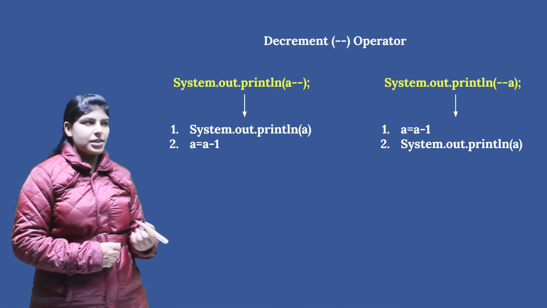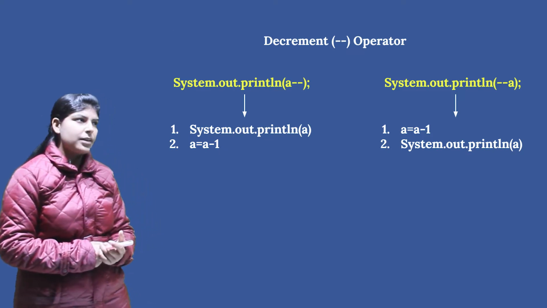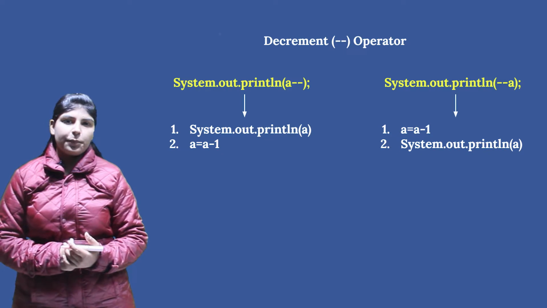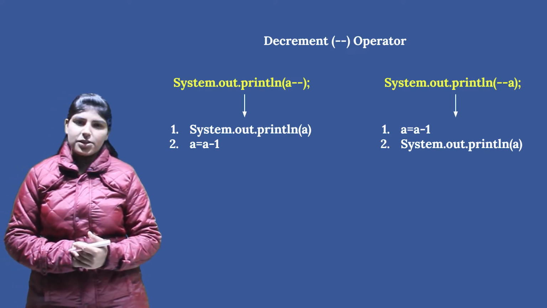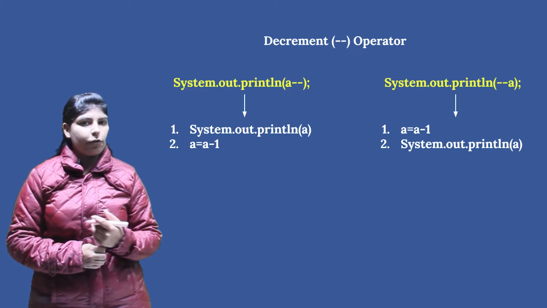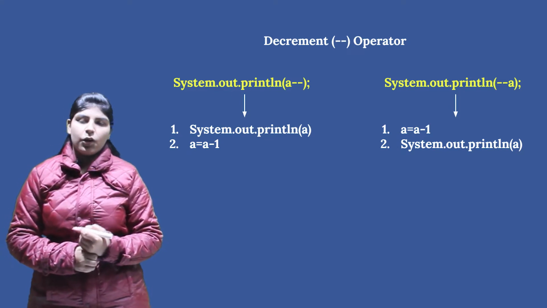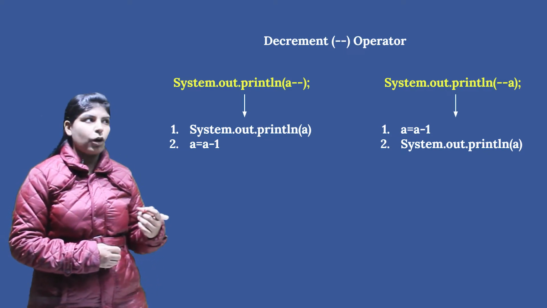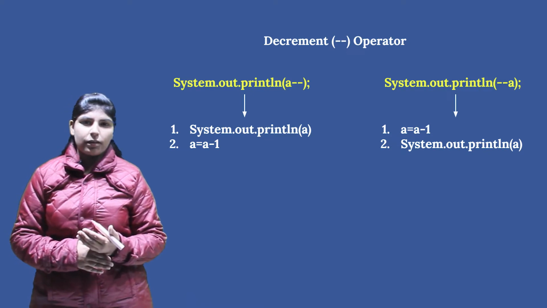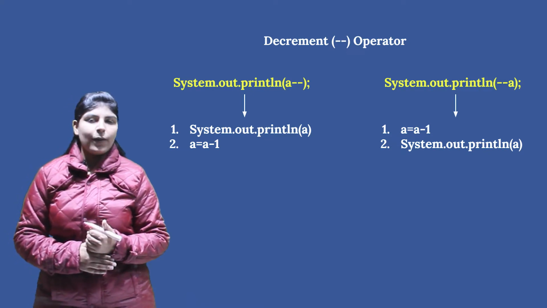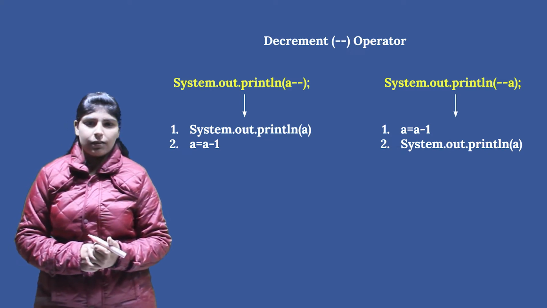So let's see the difference in these two examples. I have System.out.println(a--) and System.out.println(--a). In the first case, I have a postfix operator, so first the value of a will be printed on the screen and then a will be decremented. Whereas in the case where I write System.out.println(--a), I am using a prefix operator. So first I'll decrement the value of a and then I'll print the new value of a on the screen.